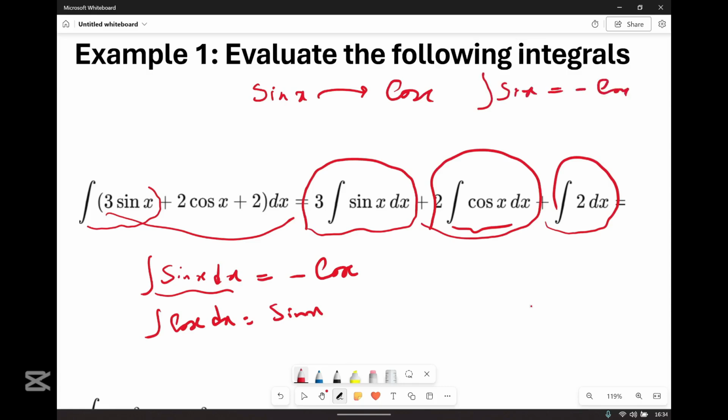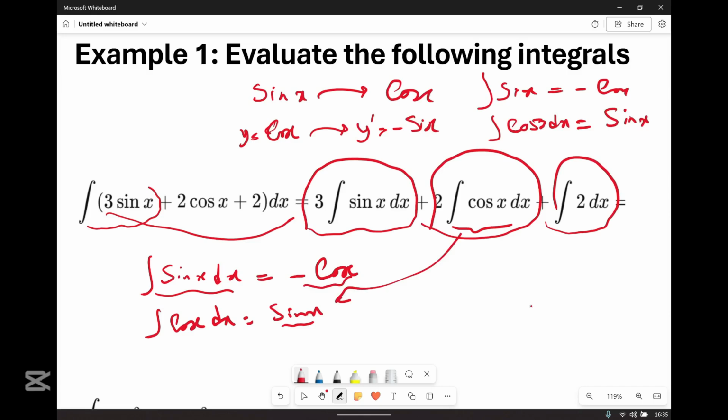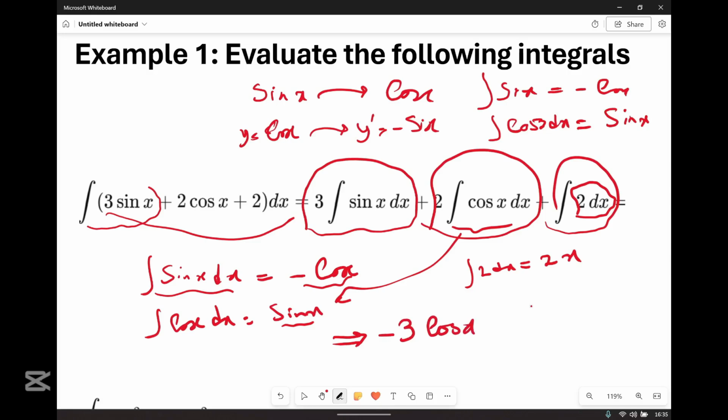But in the previous, when your function was cosine x, the derivative was minus sine x, but in here it is totally the inverse of this. Cosine x dx is sine x. Okay? Therefore, this part is minus cosine, this part is sine, and the integration of 2 dx is 2x. So, our total answer is minus 3 cosine x plus 2 sine x plus 2x plus c.